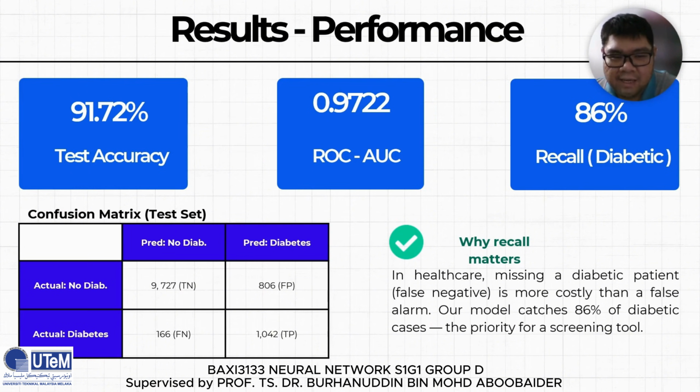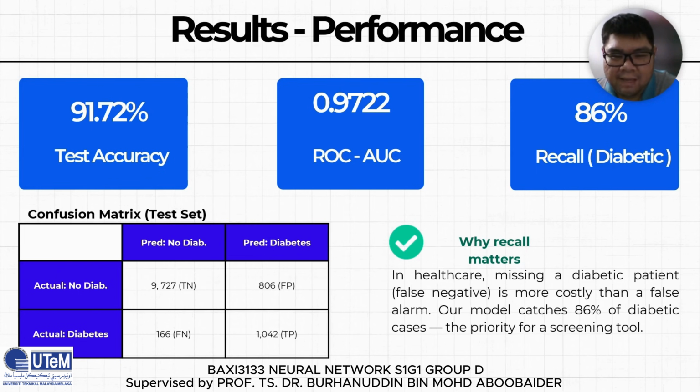1,042 actual diabetic cases, but our most important metric was our 86% recall. We prioritize recall because in healthcare, missing a real patient is very dangerous and delays their treatment. A false alarm is much safer because the patient simply takes a follow-up test. By successfully catching 86% of the actual cases, our model is a safe and highly reliable screening tool.